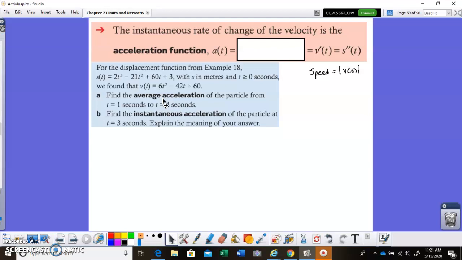One of the reasons we take this course at the pace we do is so that we have a good background in it. So anyway, average acceleration is going to be the change in our velocity from time of 1 to time of 4. What that means is we're just going to apply the slope formula to the velocity formula to find out what our average acceleration is.